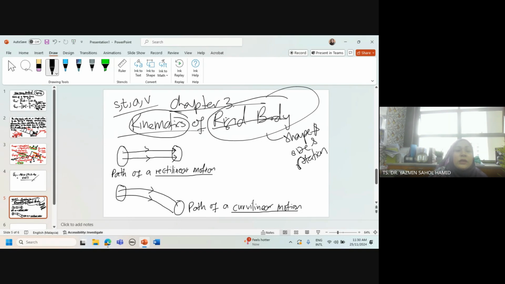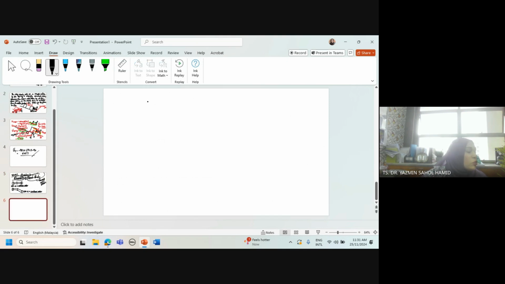So in dynamics, what you need to do is understand how the motion is moving. Is the motion moving in a straight line? Then it's called a rectilinear motion. If the motion is moving in a curved line, then it's called curvilinear motion. But we also have in this topic where the motion is rotating about a fixed axis. If the motion is rotating about a fixed axis, it looks like this. It rotates. So this is what we call rotation about a fixed axis.